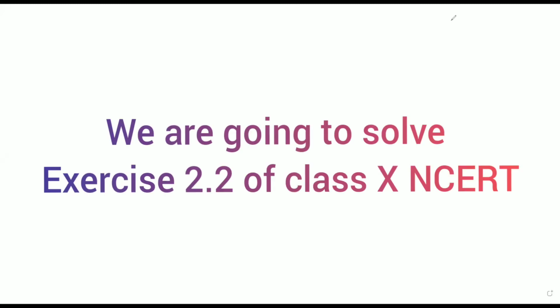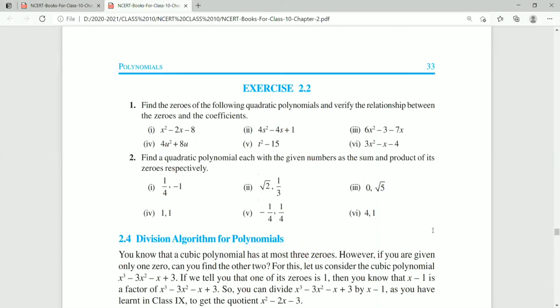Hello everyone, in this video, we shall solve exercise 2.2 of class 10 NCERT. So look at the first question in exercise 2.2. The first question is, you have to find the zeros of the following quadratic polynomial and then verify the relationship between the zeros and the coefficients.